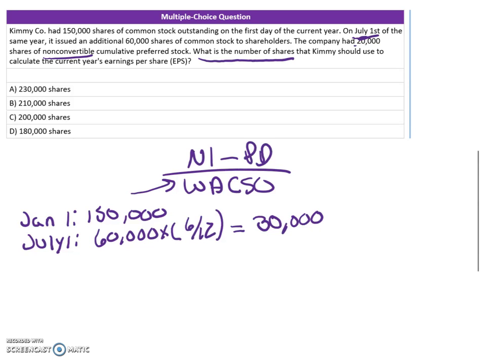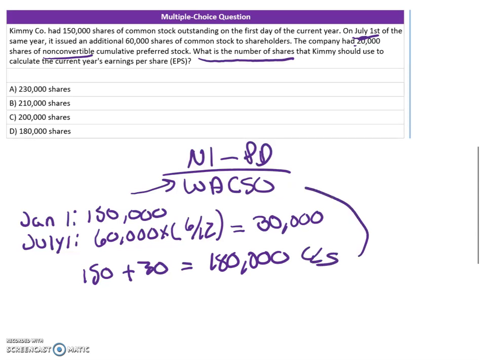So we're only going to be adding the 150,000 plus the 30,000. So that is going to be 180,000 shares of common stock that we're going to apply to our weighted average common shares outstanding. Answer is D.